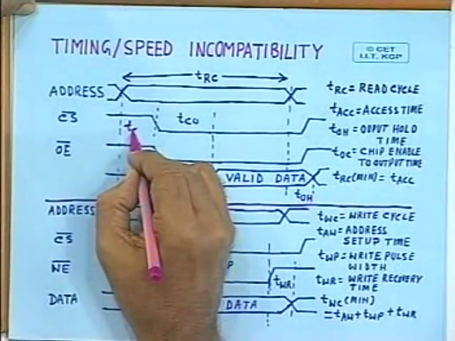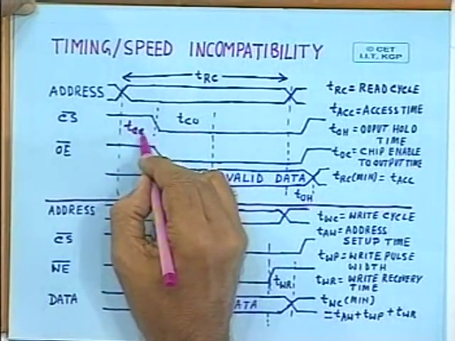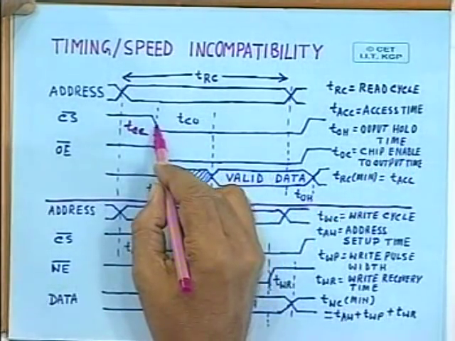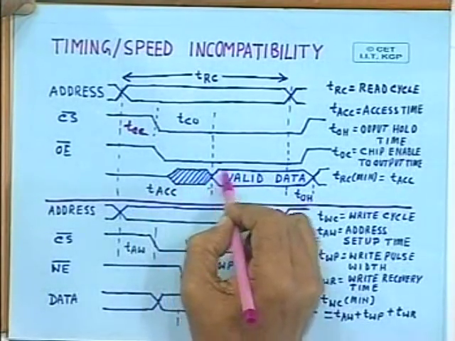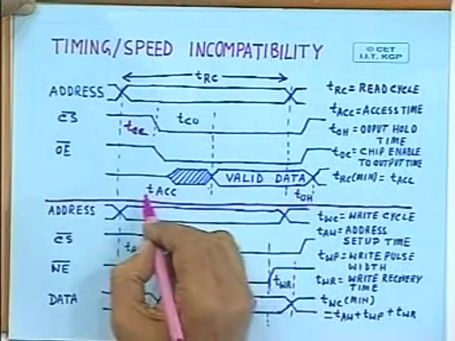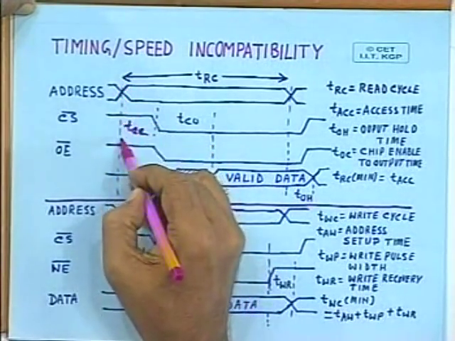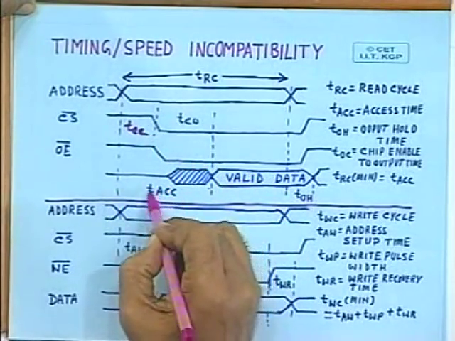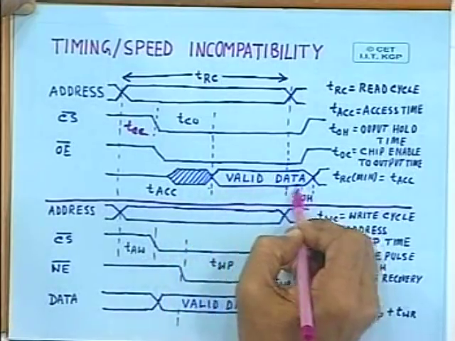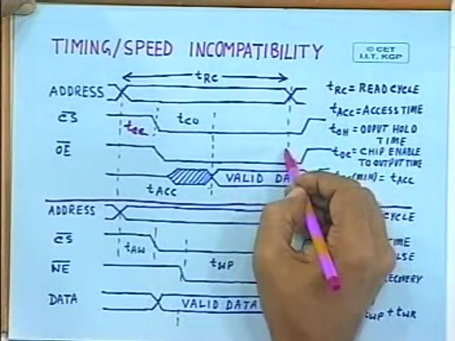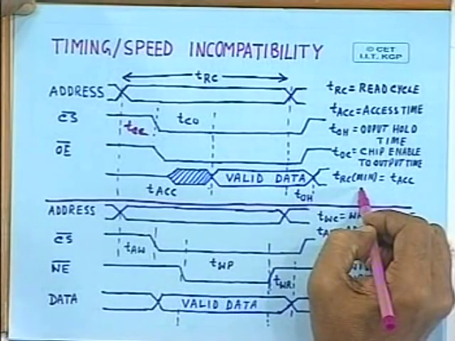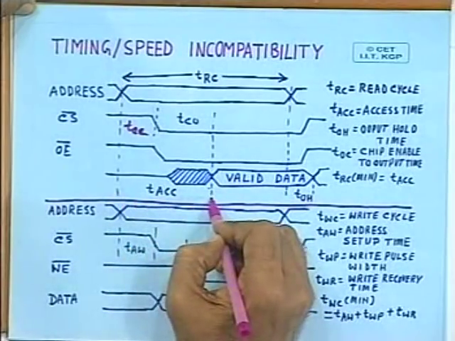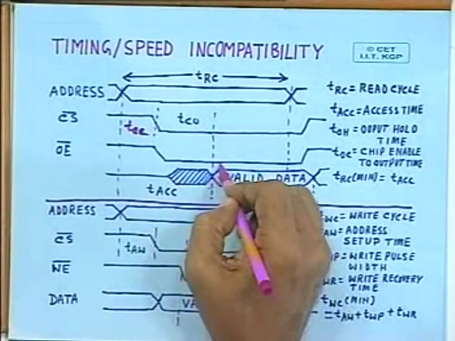This is your TCO, and this is your TOC. TOC is chip enable to output time. After you enable the chip, there is some delay, and then you get your data. And you can see after the address is applied by the CPU, the memory device takes some time, which is known as the access time, T access, and after that valid data is available. So the minimum read cycle time should be equal to the T access, before which you will not get valid data from the memory.